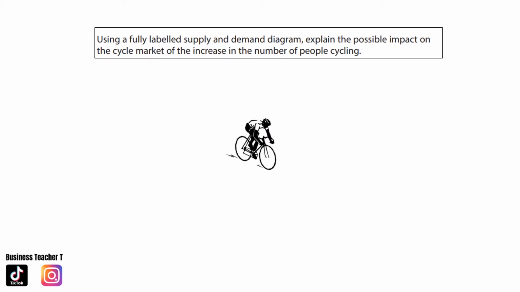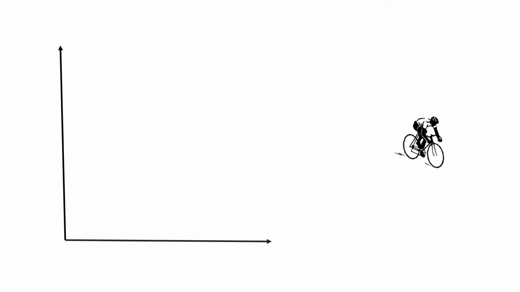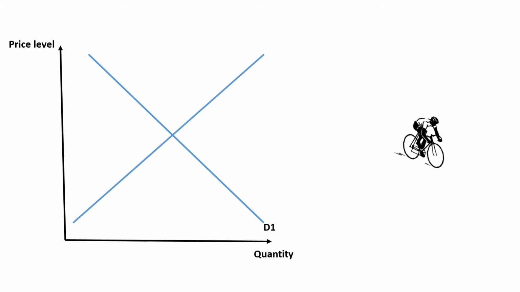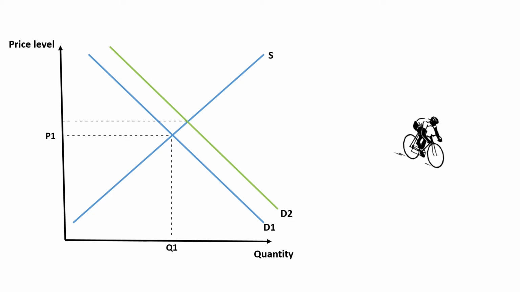Our first question: using a fully labelled supply and demand diagram, explain the possible impact on the cycle market of the increase in the number of people cycling. So you can pause the video now and attempt the question if you like. Now for this question, the price has risen due to an increase in demand from changes in consumer tastes for cycling. It's important to fully label your diagram.